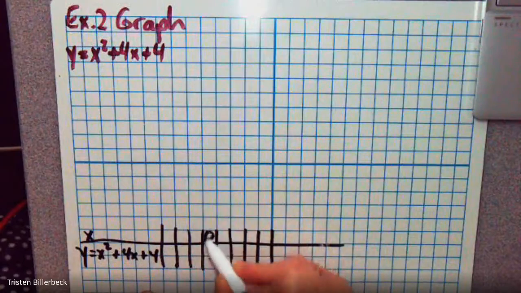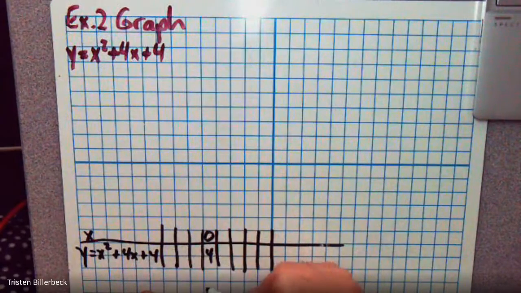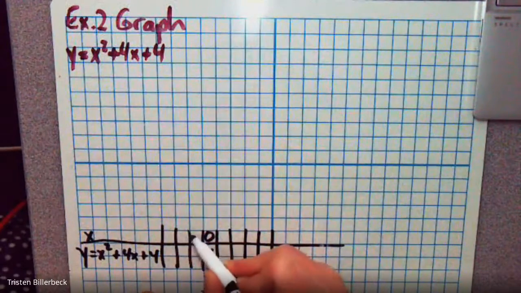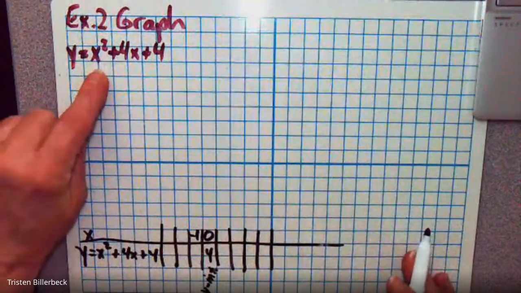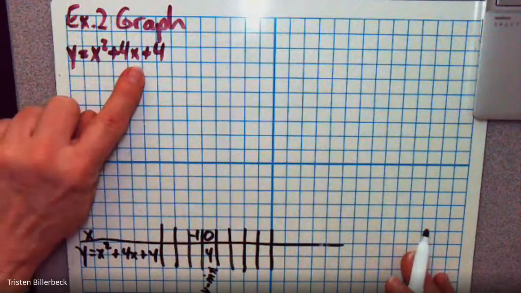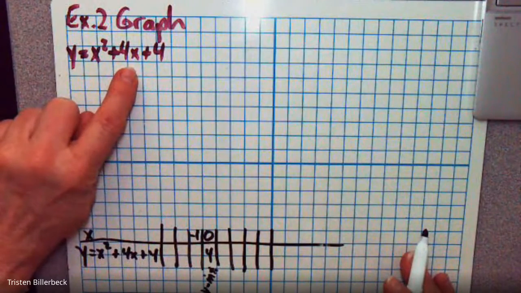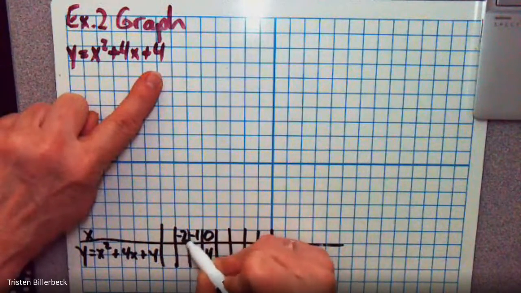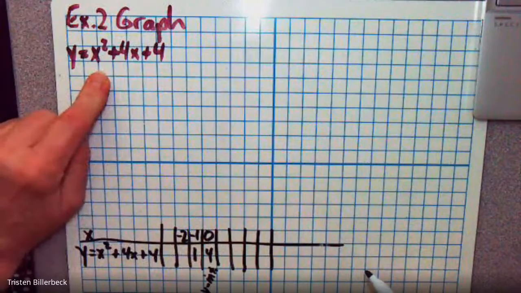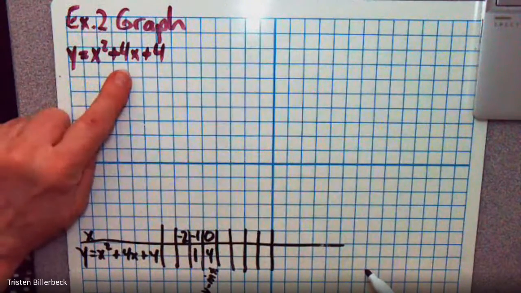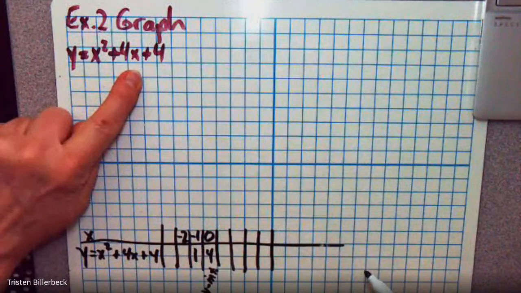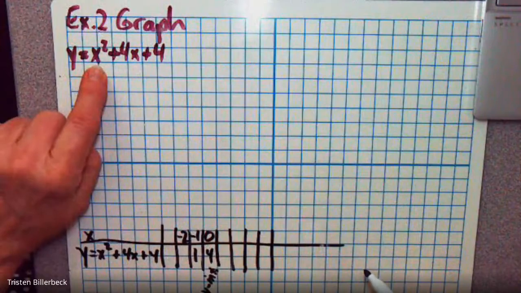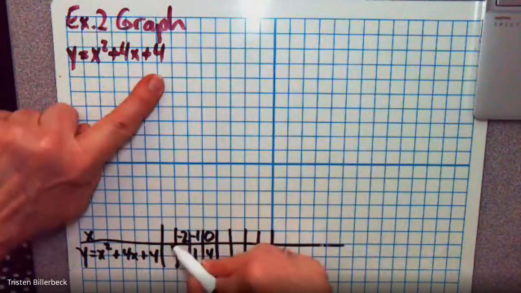Okay, so we put 0 here, and we know that the y-intercept's right here. Then -1. So -1 squared is 1, plus 4 times -1 is -4. So that's -3 plus 4 is 1. Okay, -2. So -2 squared is 4. 4 times -2 is -8. -8 plus 4 is -4.